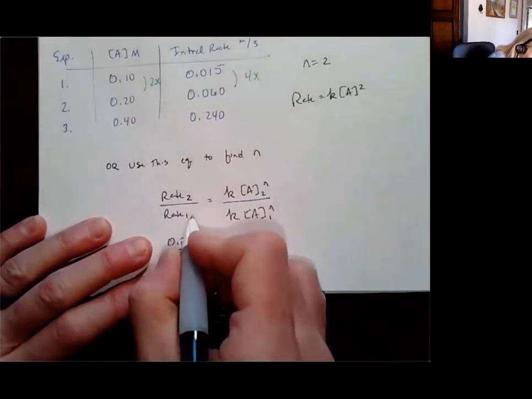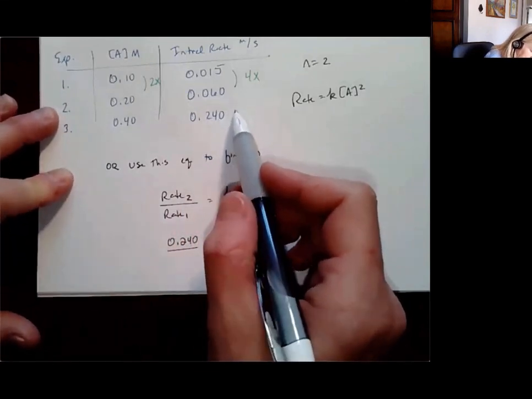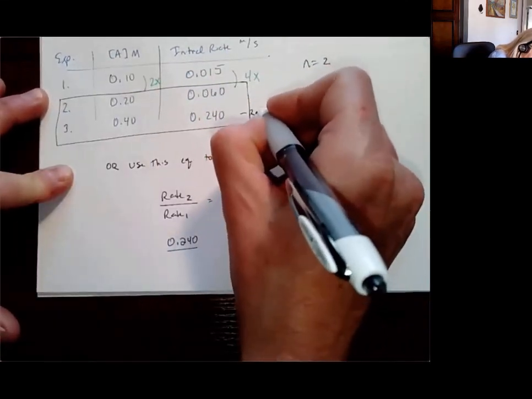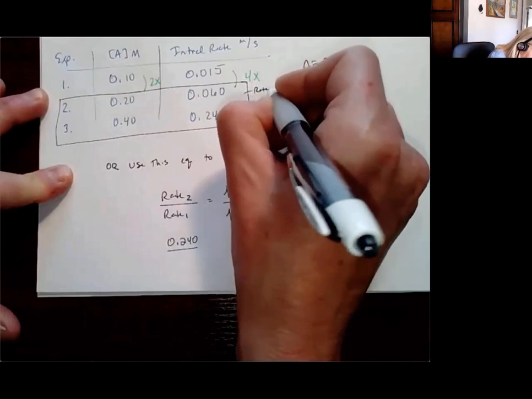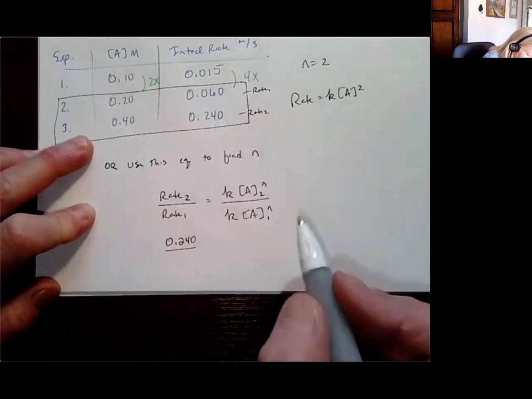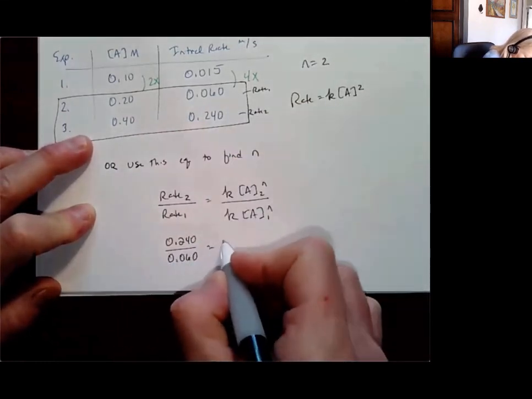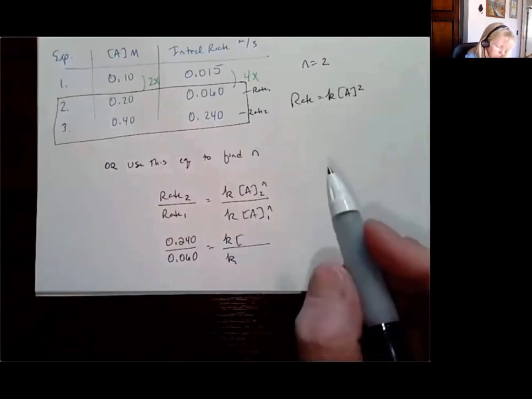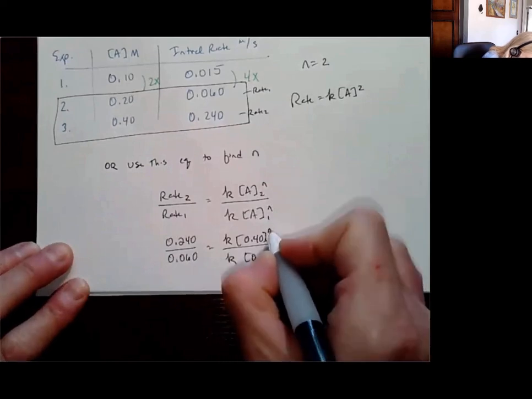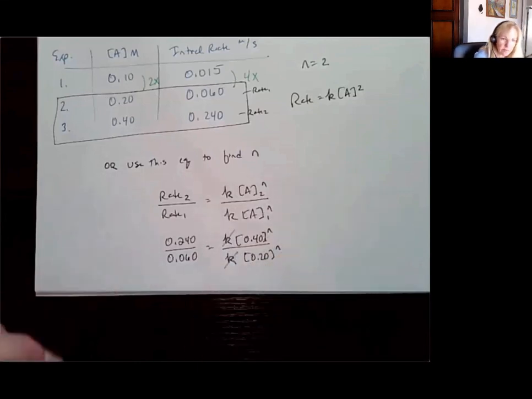So rate 2 then is 0.240 over rate 1. So I'm going to use 2 and 3 here. I'm going to use these 2 here. So rate 2 is this, is my rate. Rate 1 is going to be this. I'm going to put the lower one on the bottom. And then I'm going to plug in my concentrations. So in this case, I have 0.4 molar, and here I have 0.2 molar. And I'm going to solve for N. So K is going to be the same, so K is going to fall out of that equation.